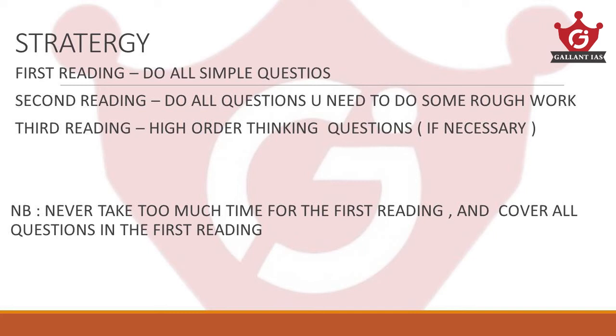That means you need to do two sets of readings for your CSAT question paper. In the first set of reading, you need to have a rough reading of all the questions from 1 to 80, and in that rough reading itself you can solve the very easy questions. In the second reading you can do the tough questions, the ones where you need to do some calculation. All those calculation type questions you can do in the second reading, and that will save a huge amount of time, so that you can cover all those 80 questions.